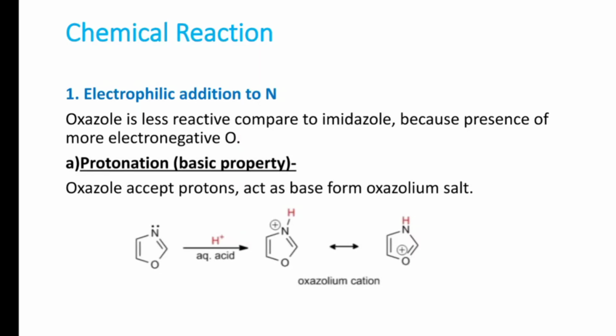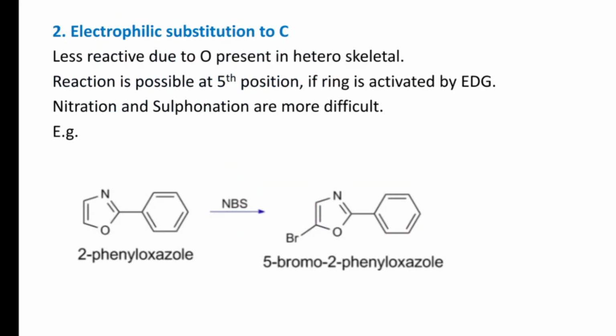So chemical reactions. First is the electrophilic addition at the nitrogen. As we know, the oxazole is less reactive compared to the imidazole because of the presence of the more electronegative oxygen. Protonation: in that, oxazole accepts a proton and it acts as a base to form the oxazolium salt.